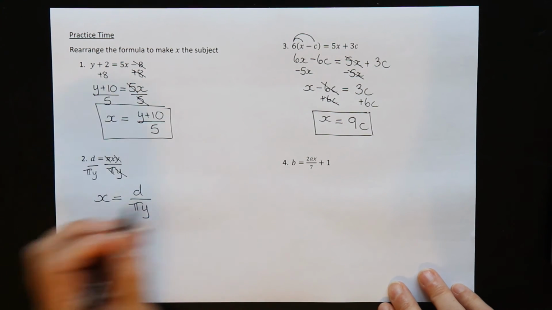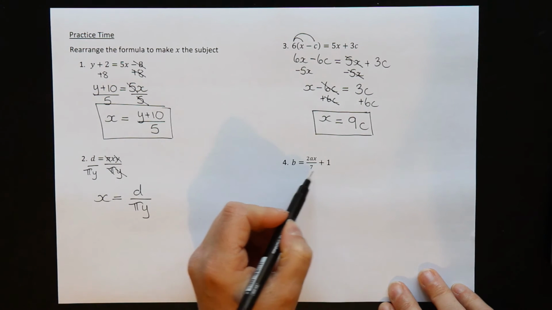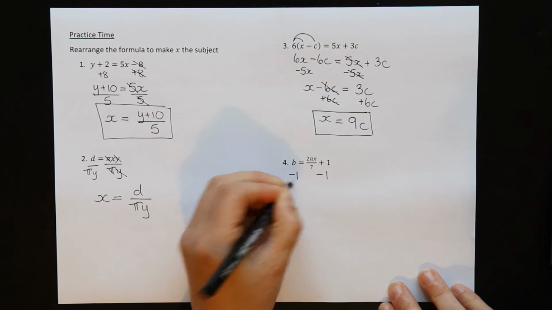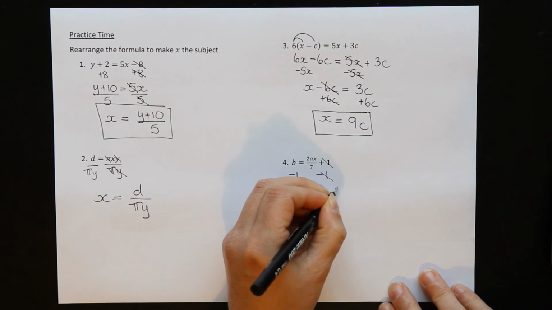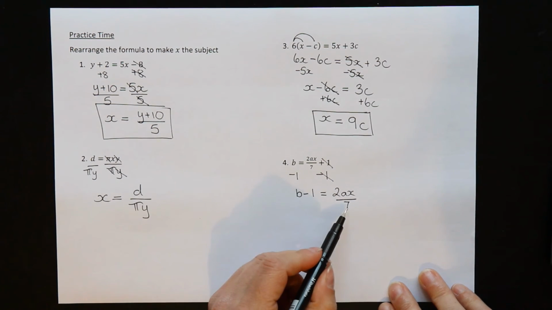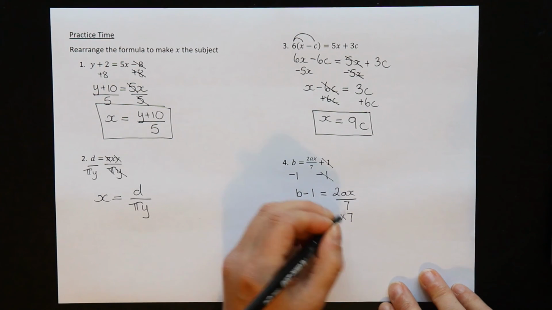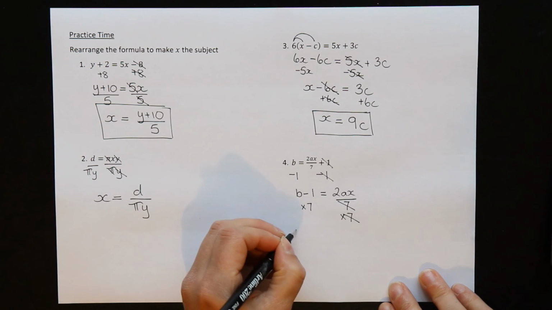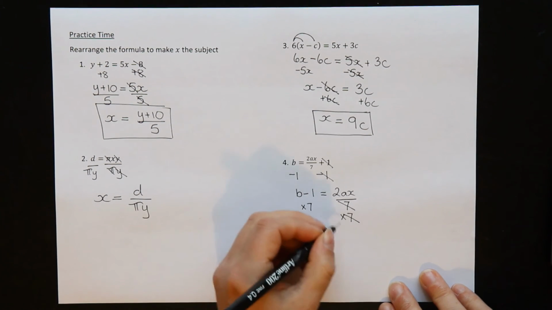Question 4. The first thing that would have to move would be this positive 1. It's the furthest away, it's not impacting anything else, so I subtract the 1. That would give me b minus 1 equals 2ax over 7. Then we would need to move our denominator, so I have to times by 7. Get rid of this. Now to multiply by 7, I have to multiply everything by 7, so I need to put brackets in. 7 multiplied by (b minus 1). There it is.